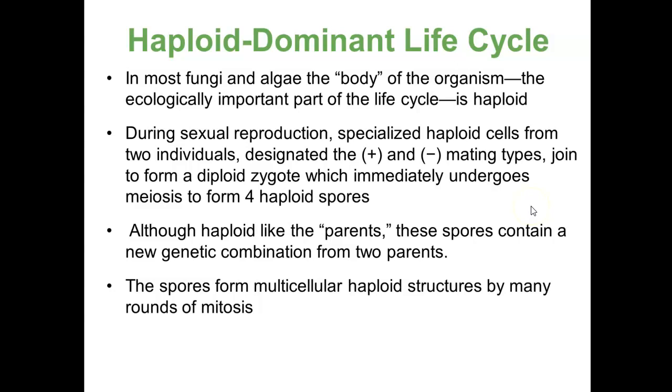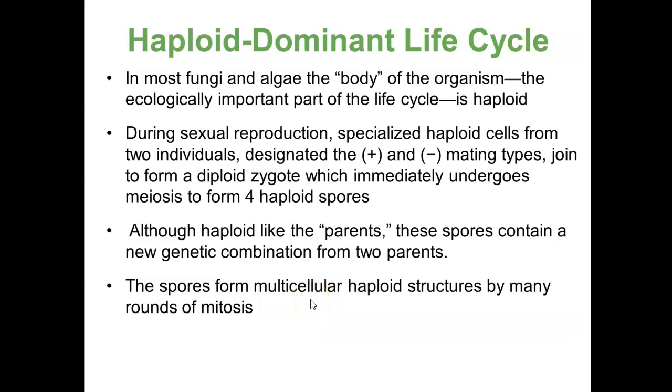Now the haploid dominant life cycle is the exact opposite, and this is typical of fungi and a lot of algae. The thing that you're looking at when you look at a fungus is typically a haploid organism. It produces gametes via mitosis. Those gametes fuse to create a zygote, and then that zygote, that duplicated cell, does not go through mitosis because it's a haploid dominated life cycle.